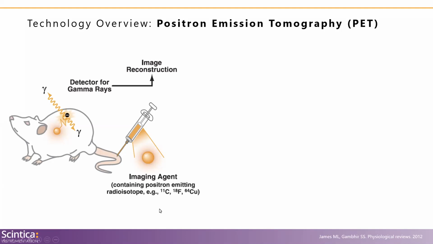To image a certain molecular target using PET, a radio-labeled imaging agent is administered to the subject. Typically, this is done through an intravenous injection. And the imaging agent can be really anything: a small molecule, a peptide, a nanoparticle, etc. But it needs to be specific and selective for the target of interest.